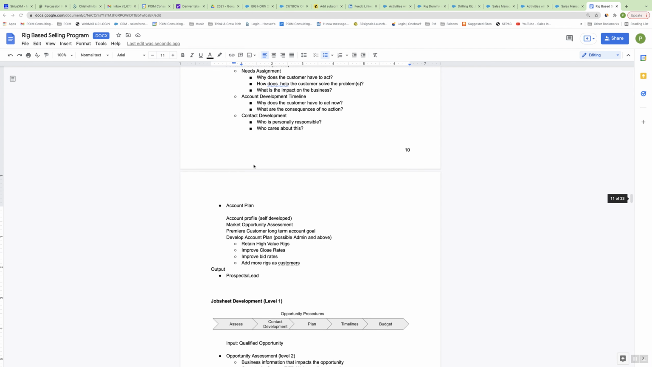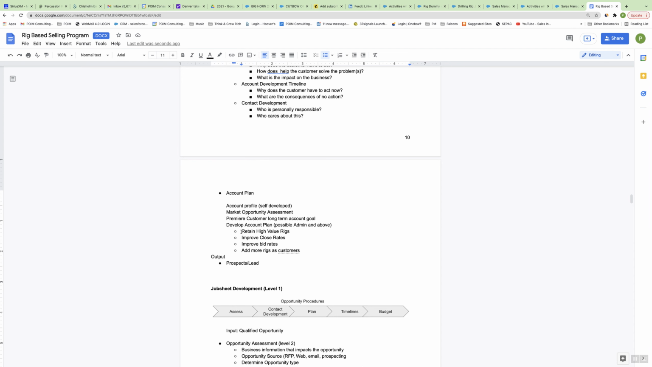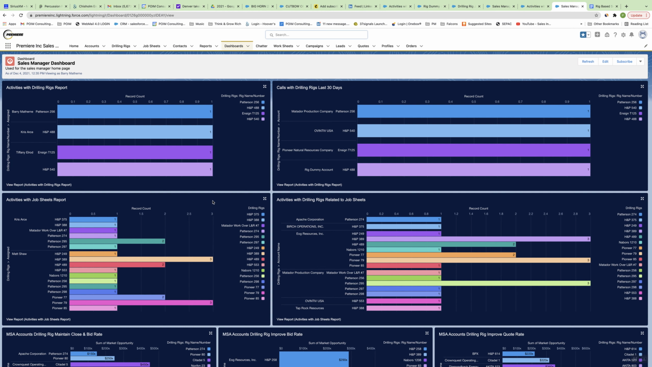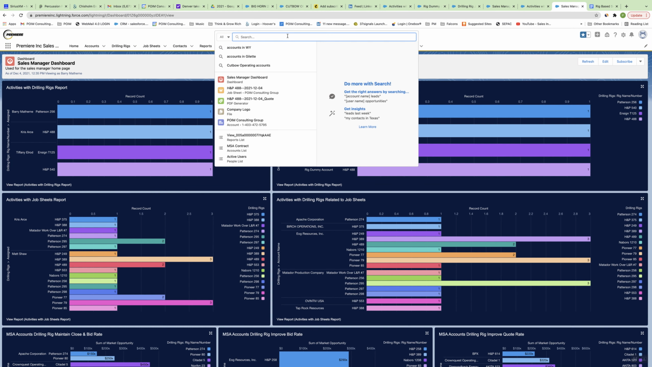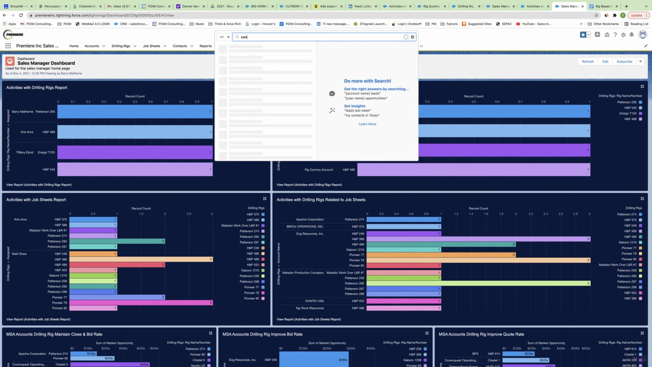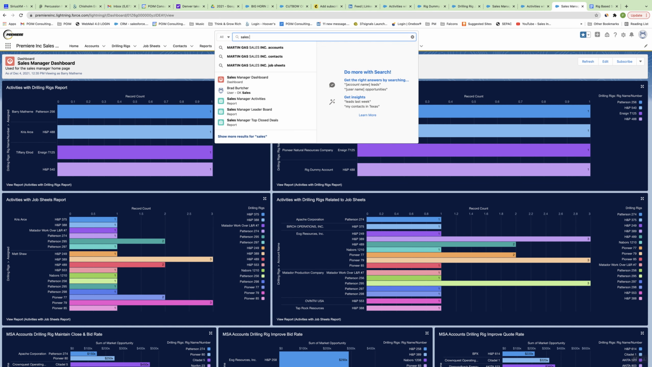When I look at that, there are a few key phases from an account plan perspective. We want to retain high value rigs, improve our close rates, improve our bid rates, and add more rigs as customers. So, four fairly straightforward activities. When I come into the system, I want to look at my dashboard to help me out, and the one I'm working off of right now is the sales manager dashboard.